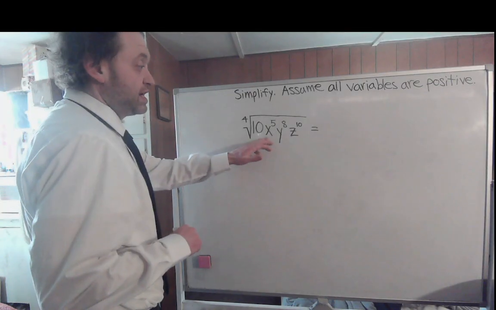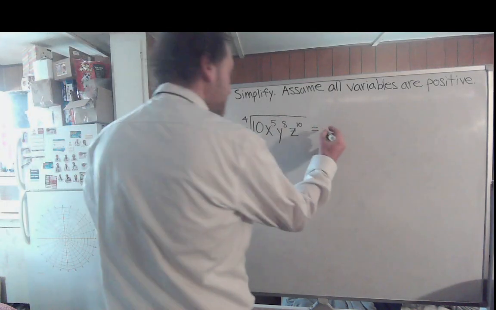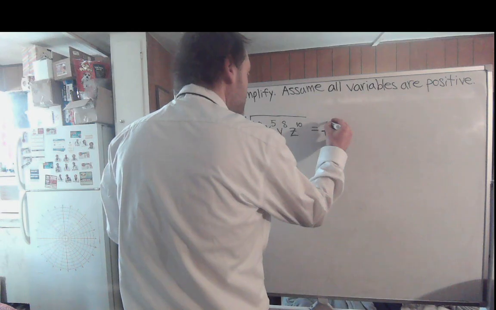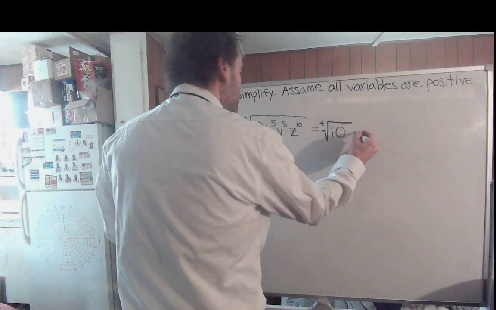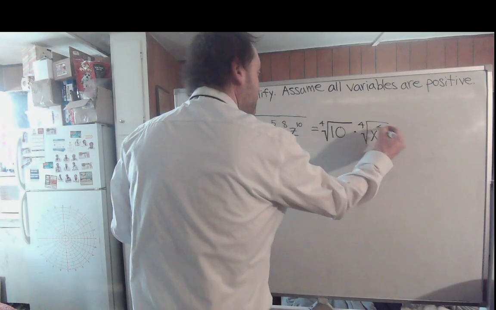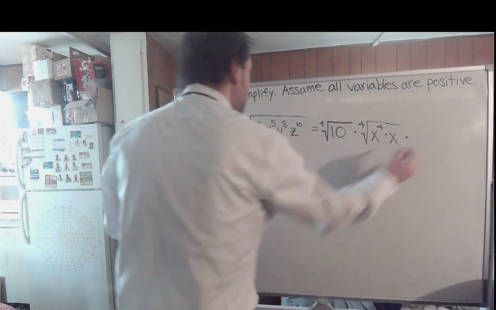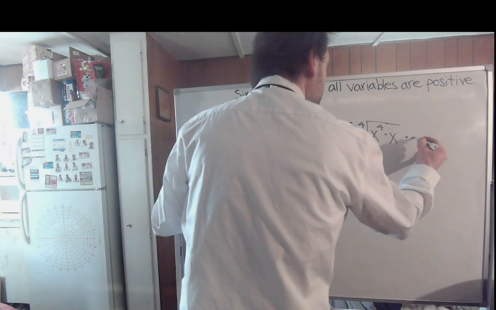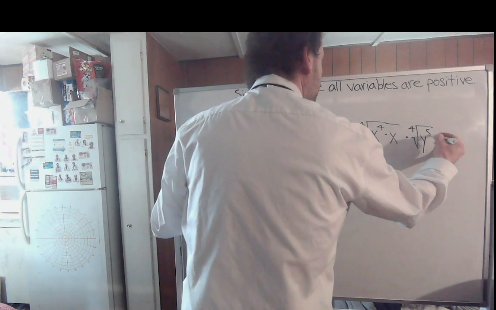If we split it into x to the fourth times x, well, x to the fourth's a perfect fourth, so what you can do, you'll have the fourth root of 10 times the fourth root of x to the fourth times x times the fourth root of y to the eighth.